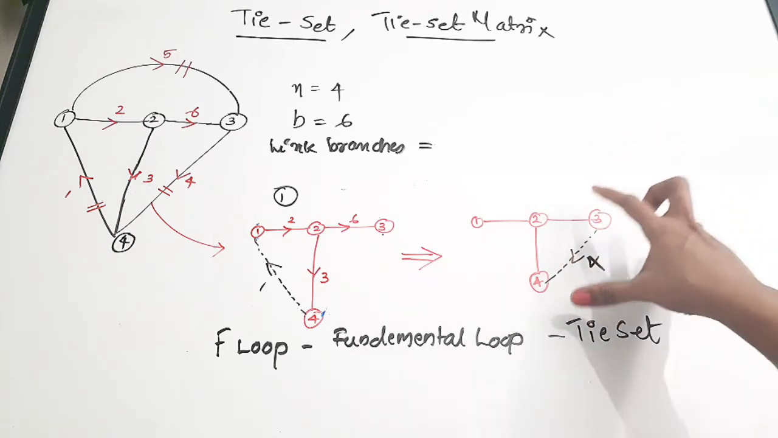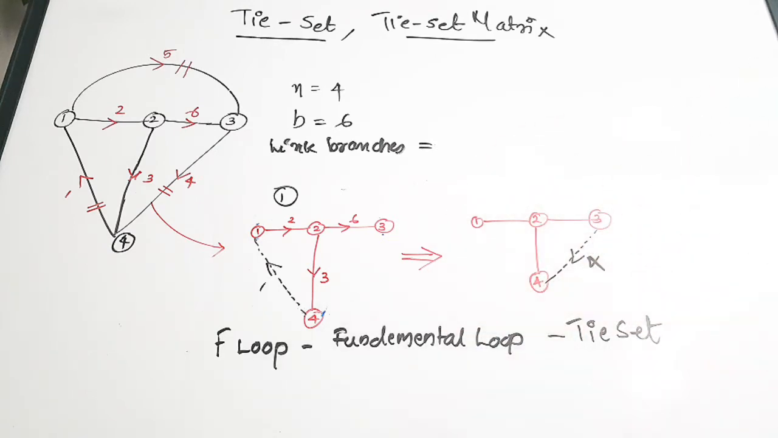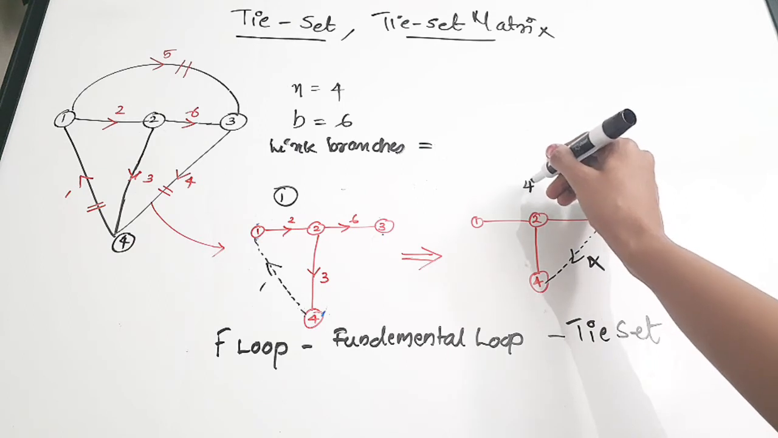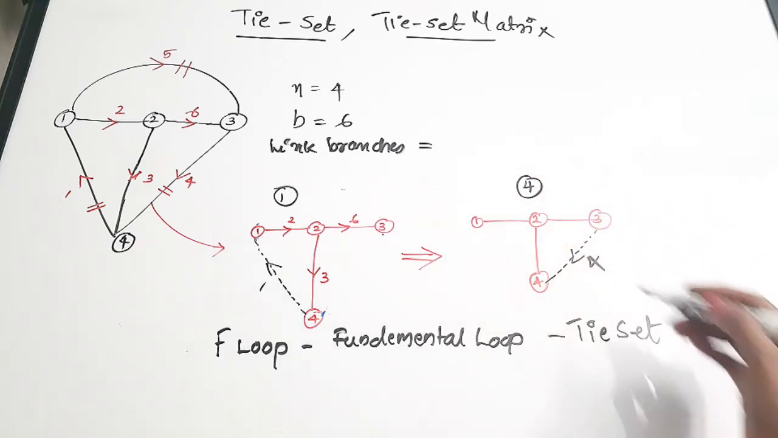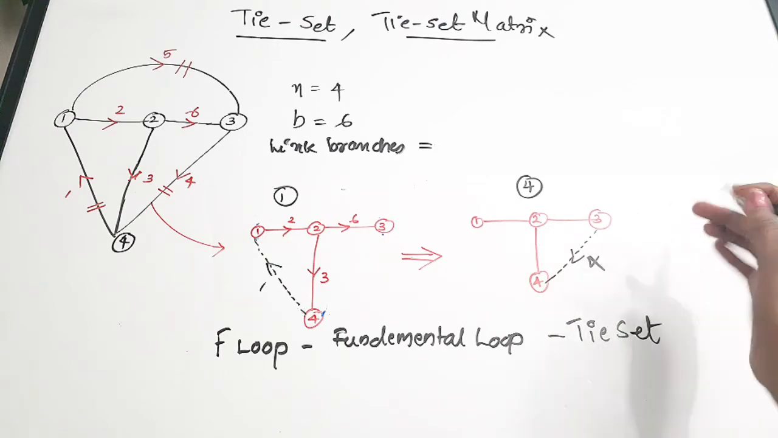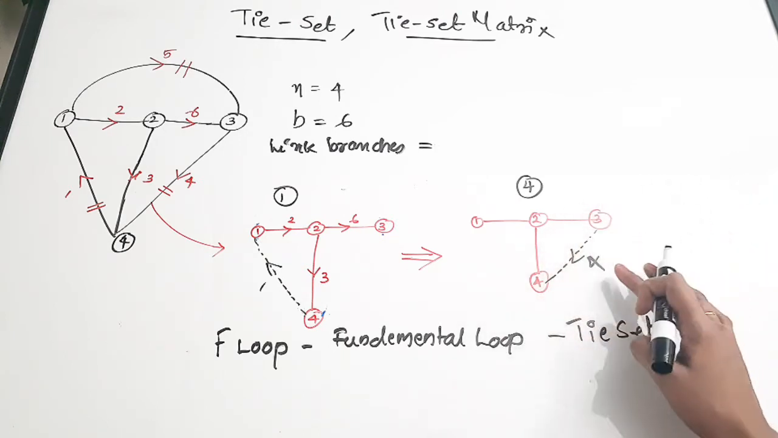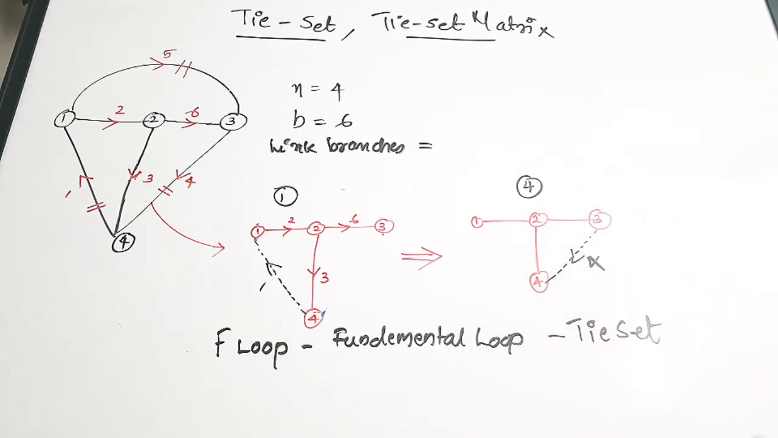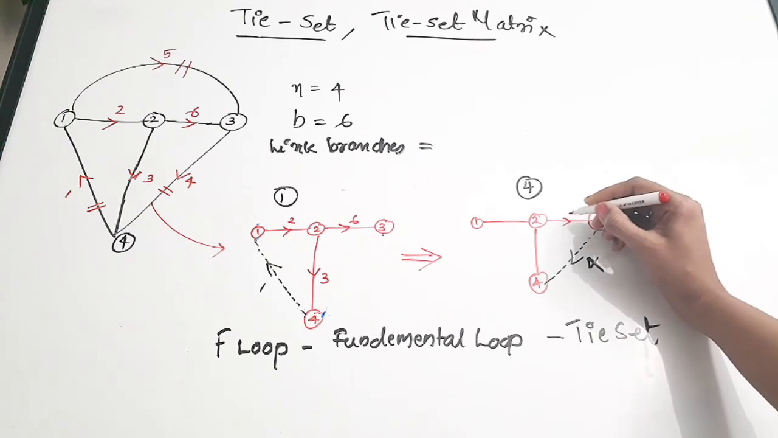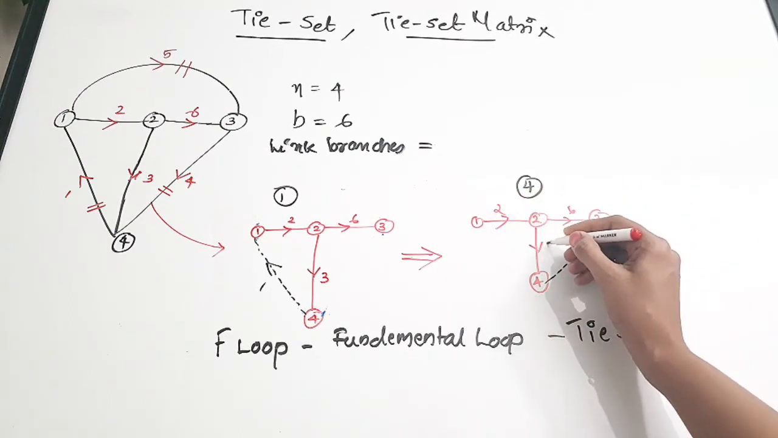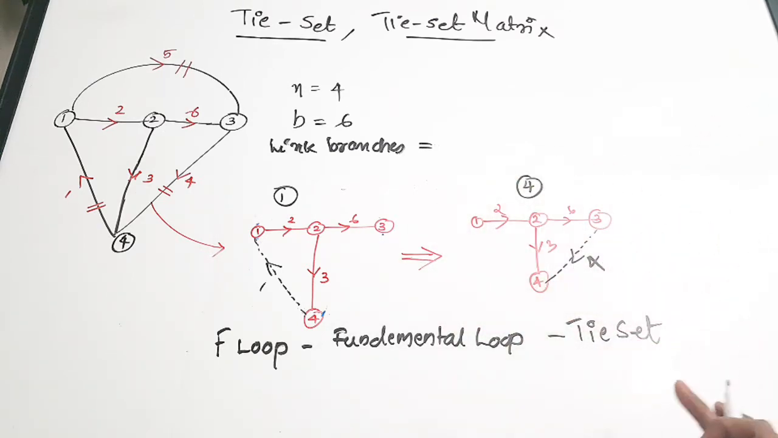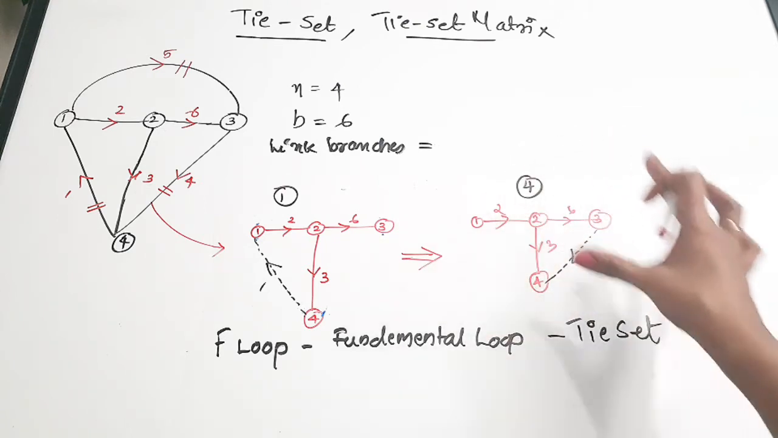This is again an F loop or a tie set, or again a fundamental loop. I am going to call this fundamental loop F loop 4, because it is formed by putting back your link branch 4. You can call any other name also, that is not a problem. Again, you have to draw back your tree branches: 6 is here, 2 is here, and 3 is here. If you see this structure, it only has one loop, and it is called the fundamental loop. So this is another tie set or F loop which we have formed.